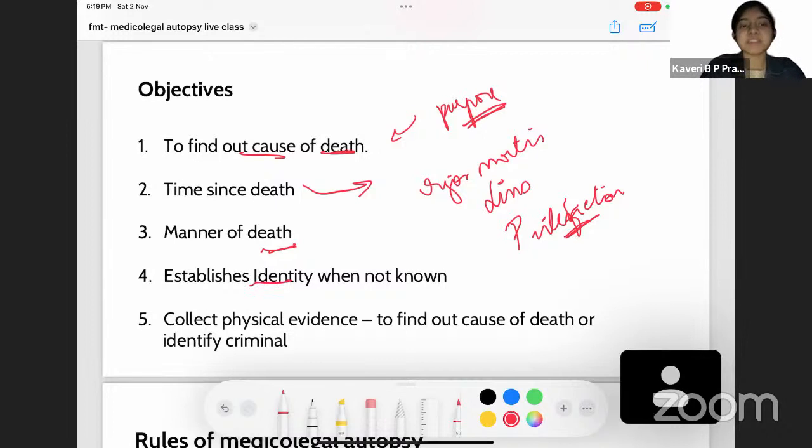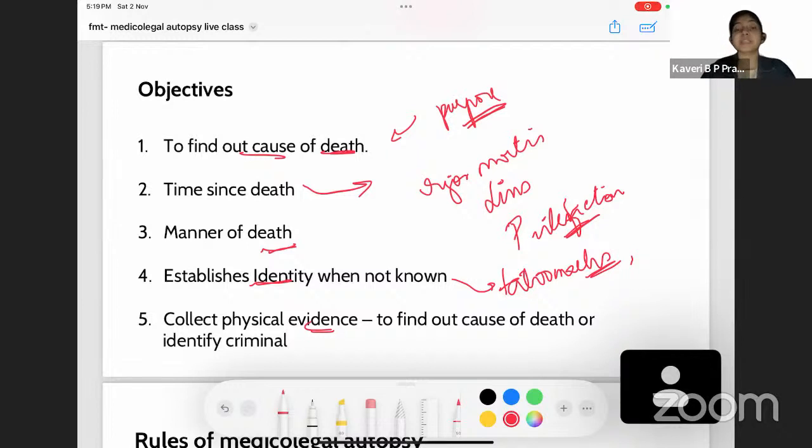It also helps to establish identity when not known, because during autopsy you can look for any tattoo marks, you can take the fingerprint of the person, you can do blood testing. So when you do all these, you can even understand the identity of the person. Okay? You can also collect physical evidence.